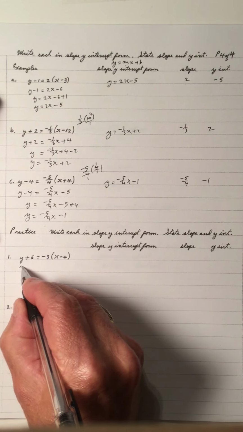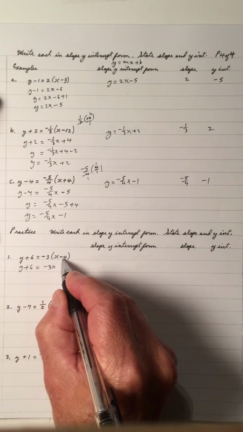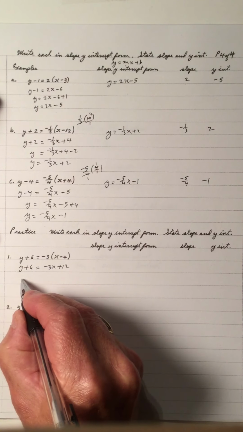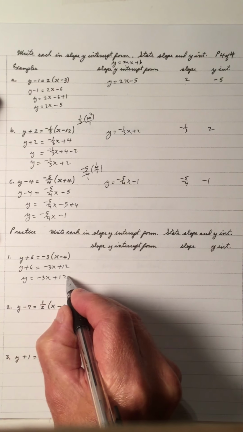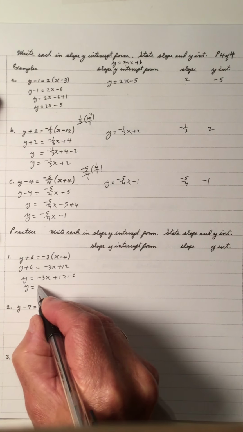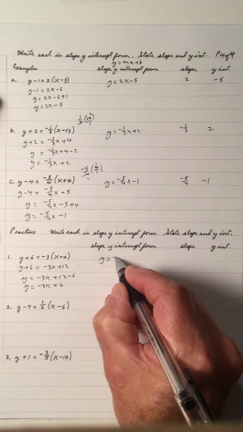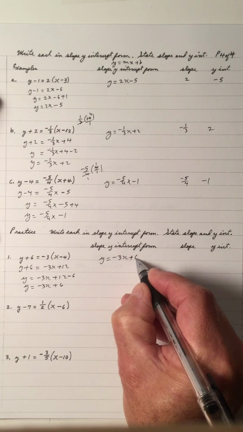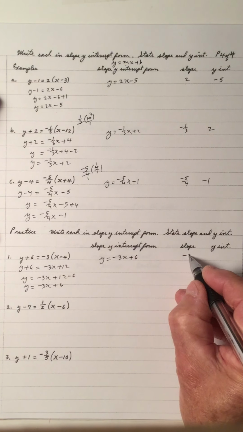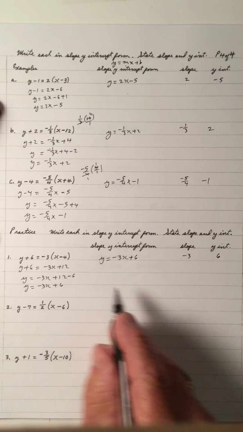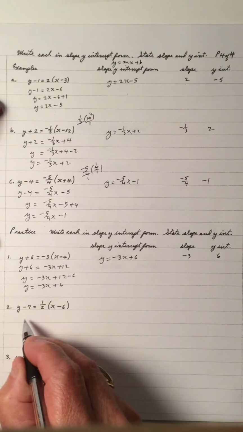Here we go. y minus 6 equals -3 times x. -3 times -4 is +12. And y equals -3x plus 12. Plus 6 becomes a -6 by transposition. -3x plus 6. That's my slope y-intercept form. Again, y equals mx plus b. Slope is -3, y-intercept is 6. So solving this equation for y gives y equals mx plus b.